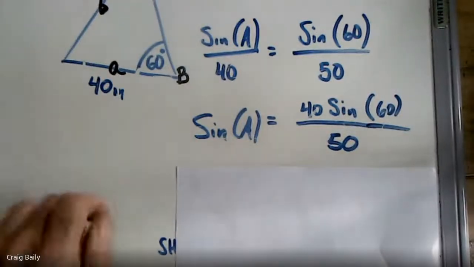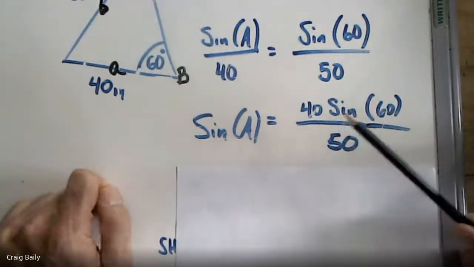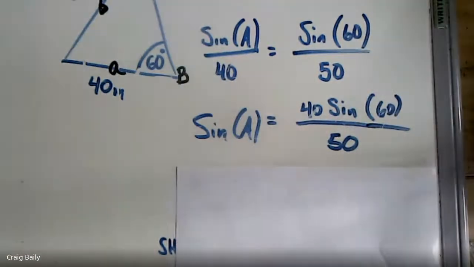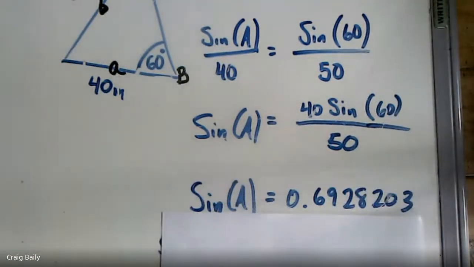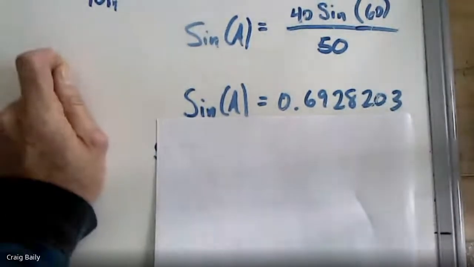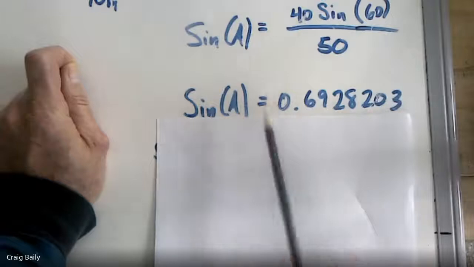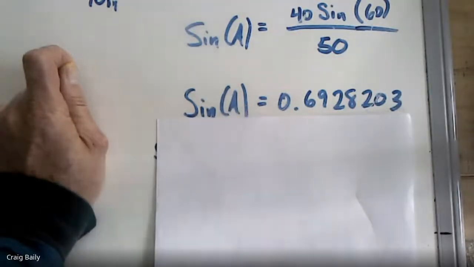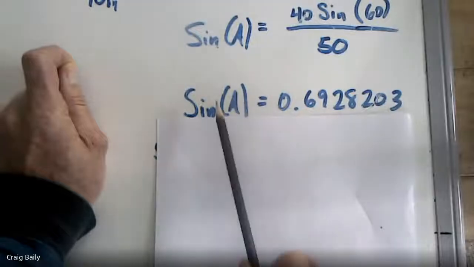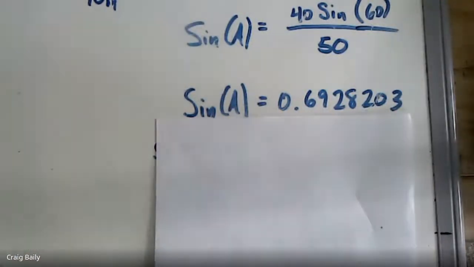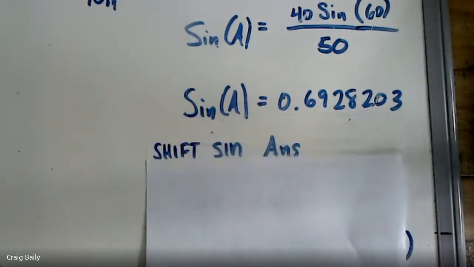So putting this in our calculator now, 40 times the sine of 60 equals, divided by 50, and I get the sine of angle A is 0.6928203. So this is the sine of the angle. What we want to do is find the angle whose sine is that. What we're going to do there is the inverse sine.